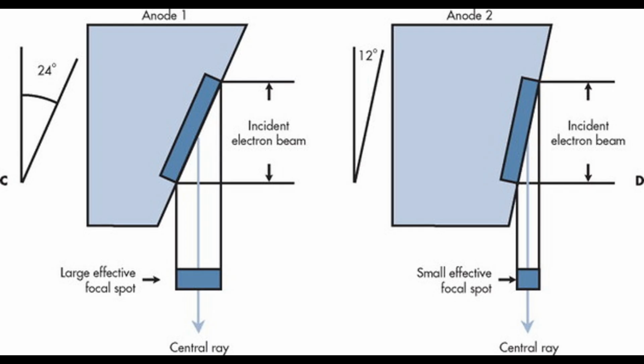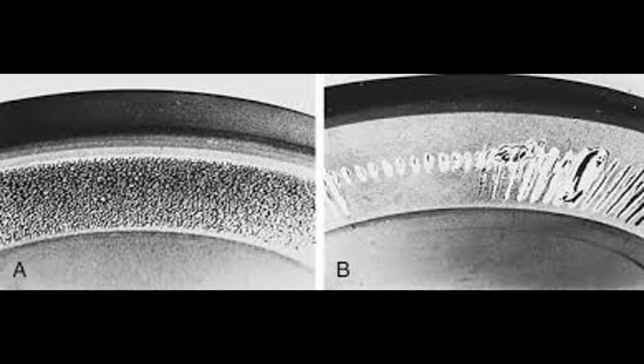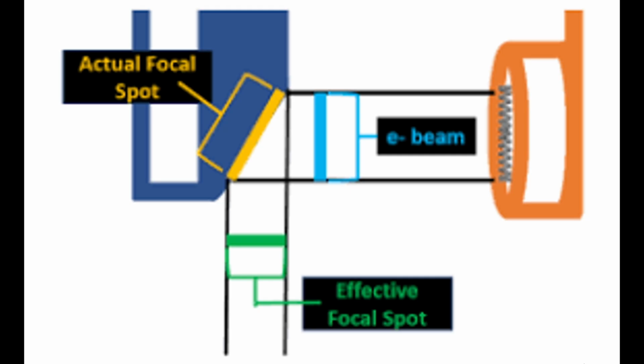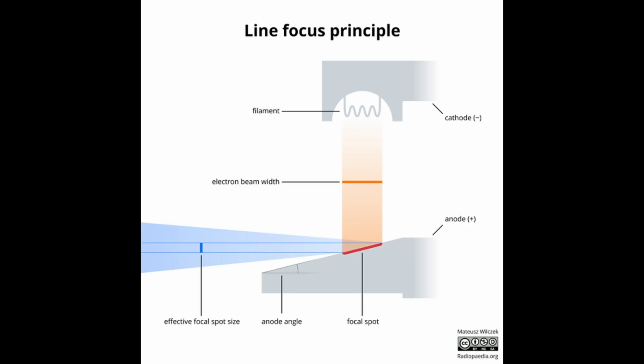First, the effective focal spot. When electrons hit a tilted anode, they spread over a larger area, helping to manage heat. But because of the tilt, the X-rays exiting the tube appear to come from a smaller spot, improving image resolution. This principle is known as the line focus principle, as described in Biomedical.